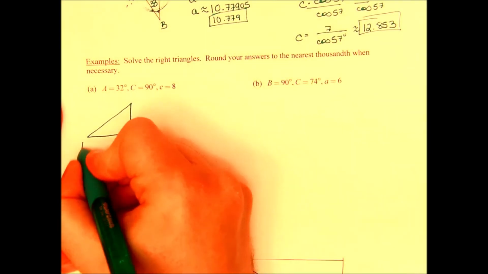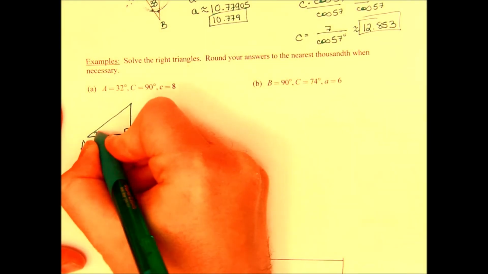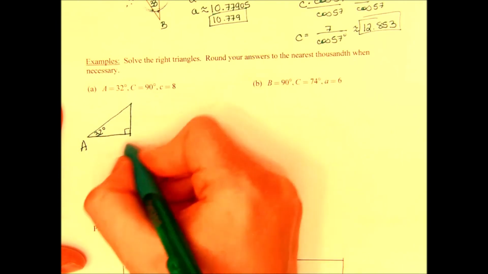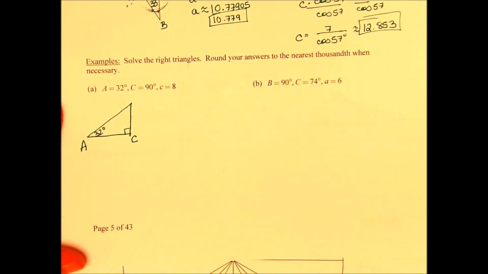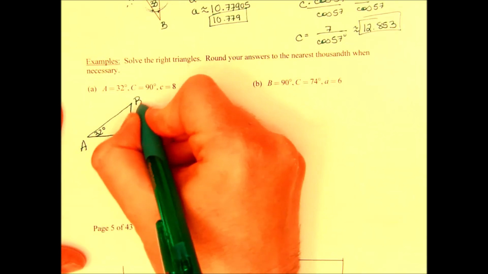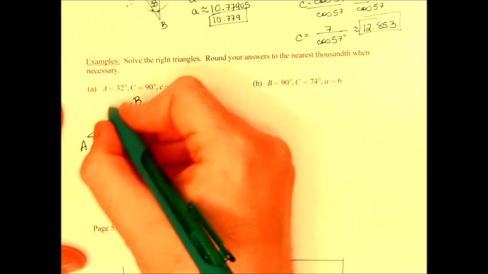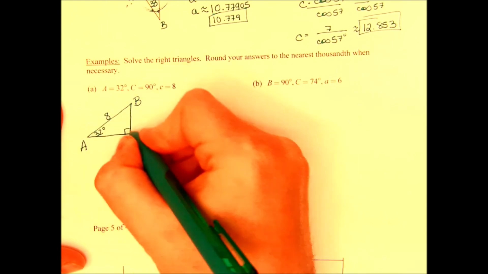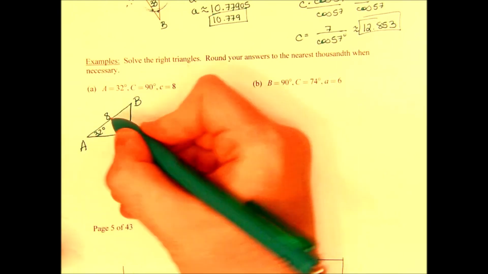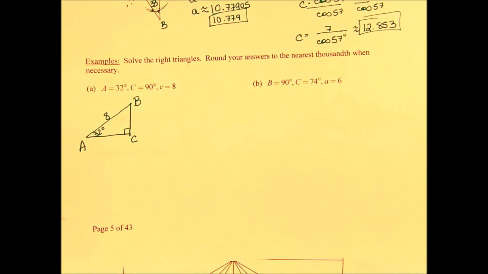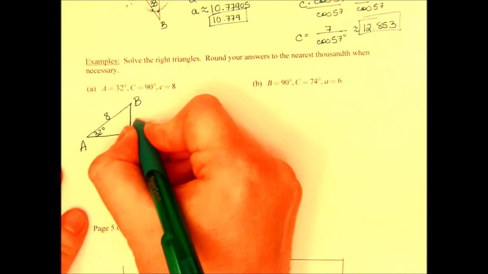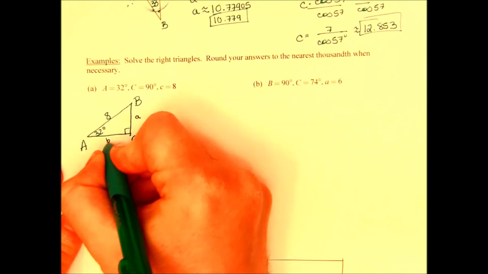Angle A is 32 degrees, so I'm going to say that's A, that's 32 degrees. Angle C is 90, so that one's going to be my 90. The other one's angle B, and I know that little c, which has got to be what's across from the right angle, the hypotenuse, is going to be 8. So there I go. And I need to try to find some things here. I'm going to label this little a, label that little b.